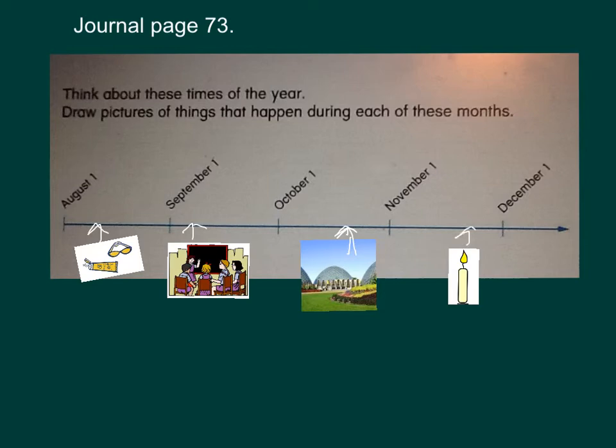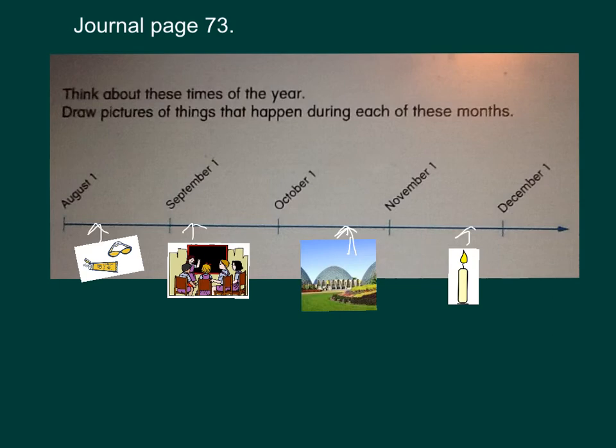So boys and girls, now when we look at our timeline, we've organized and kept track of important events that have happened since August 1st. And we have them in order of time. First we had summer vacation, then school starting, then our field trip to the domes, and lastly we had our long ago day where we made candles.